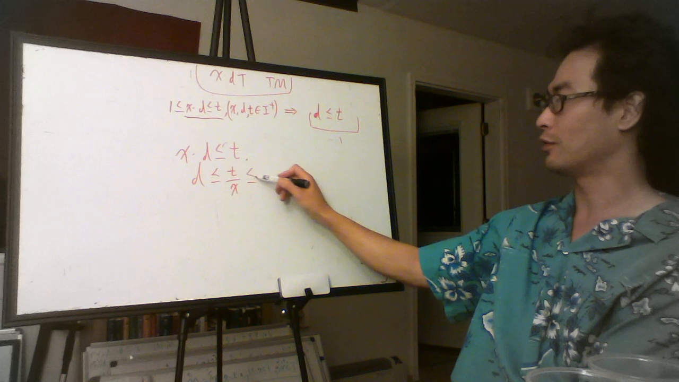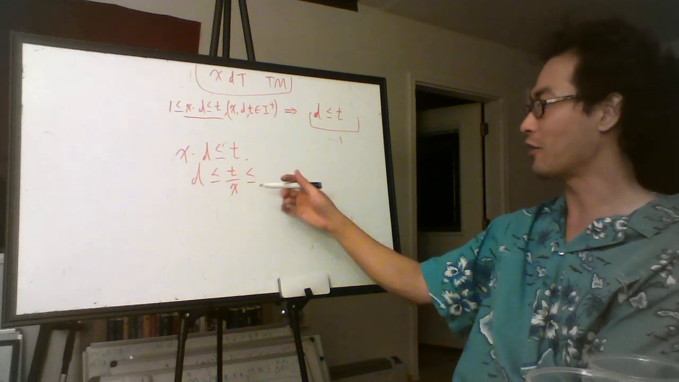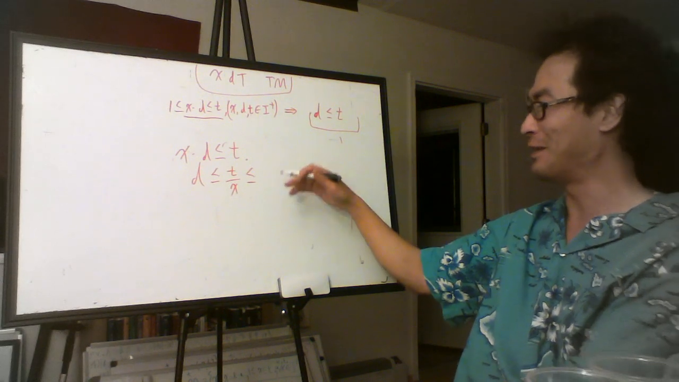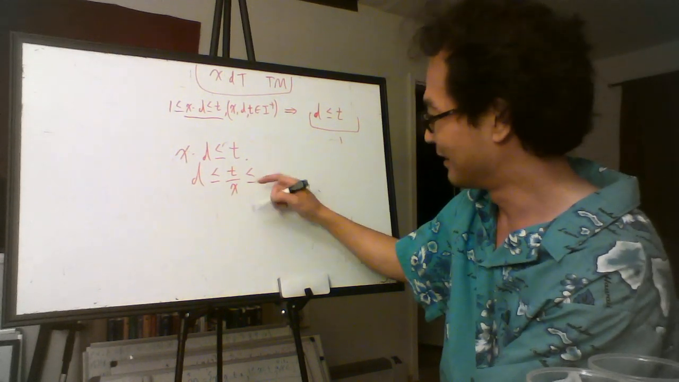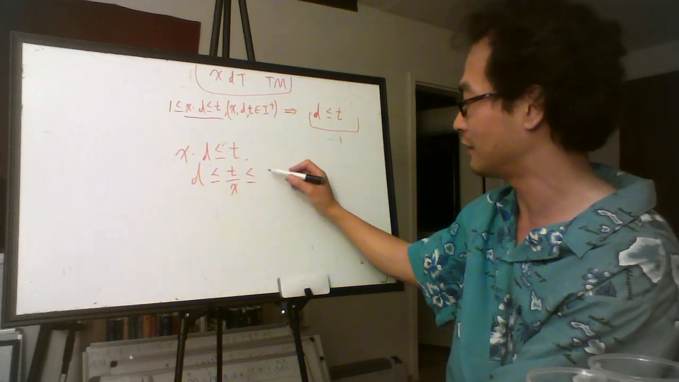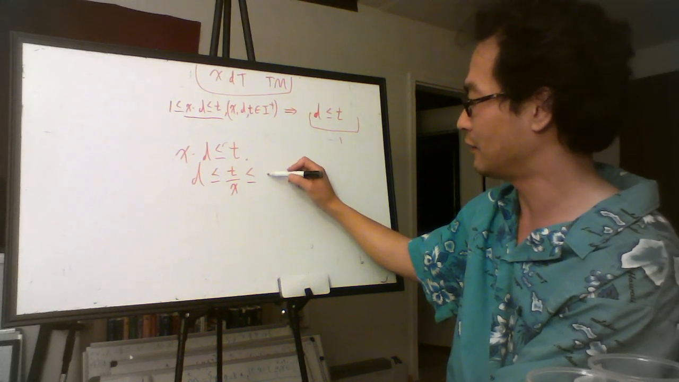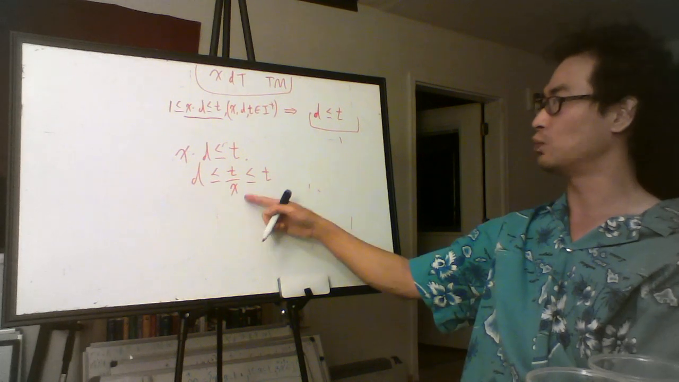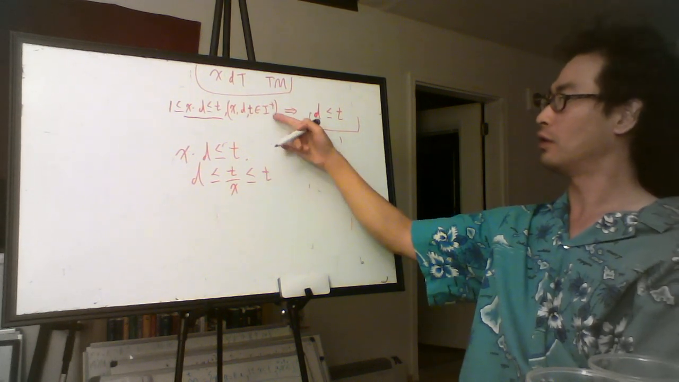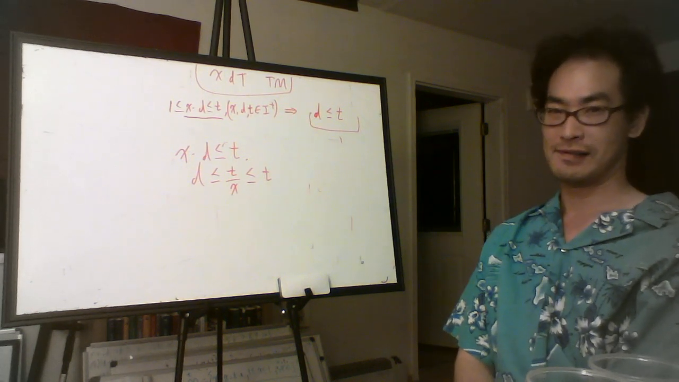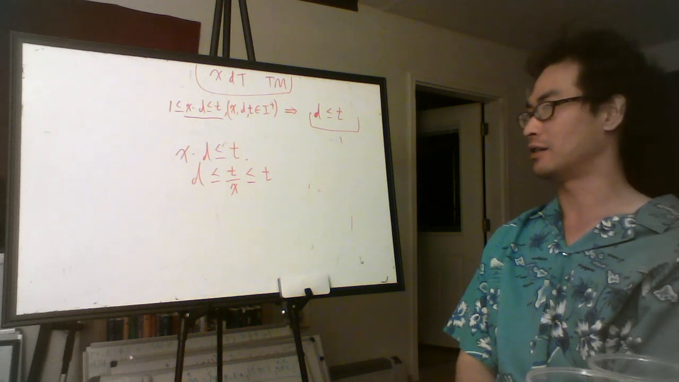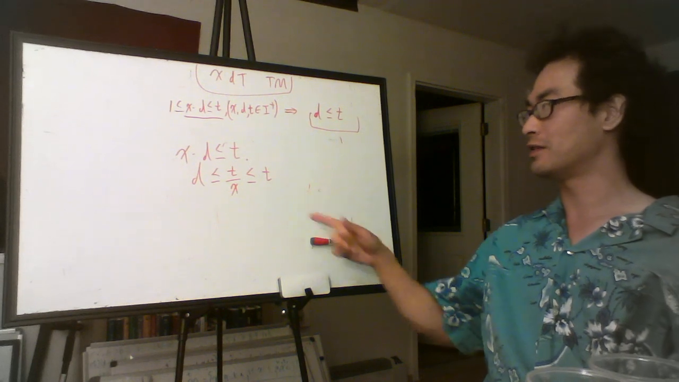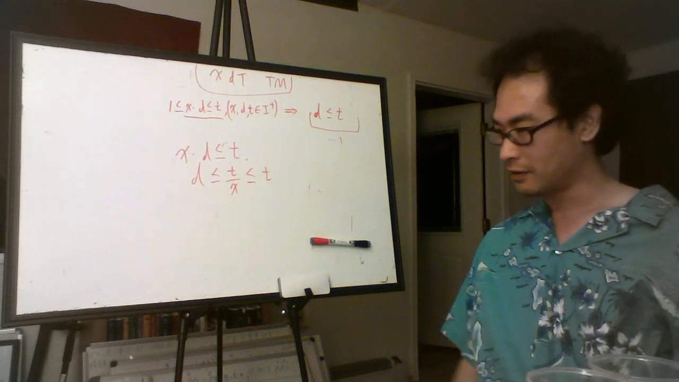This, I'm sorry, this has to be less than or equal to T because X is 1 or more. Ladies and gentlemen, we got it. I'm sorry about the swearing, but it gave me a hard time.